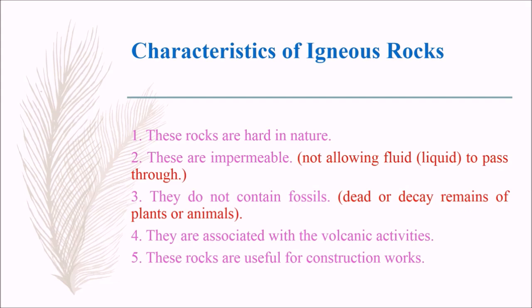Next, let's see about characteristics of igneous rocks. The first characteristic is that these rocks are hard in nature. The second one, these are impermeable, which means not allowing fluid or liquid to pass through. The third one, they do not contain fossils. Fossils means dead or decay remains of plants or animals. The fourth characteristic is that they are associated with the volcanic activities. And the fifth characteristic is that these rocks are useful for construction works.